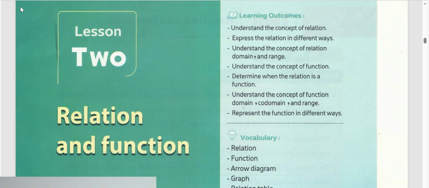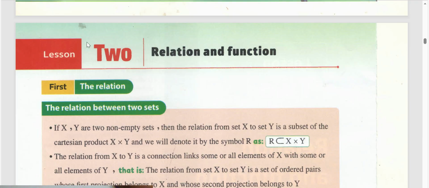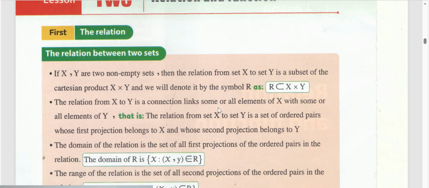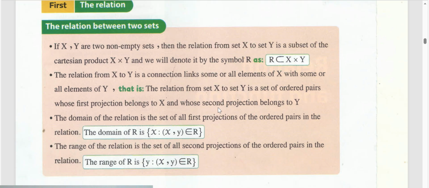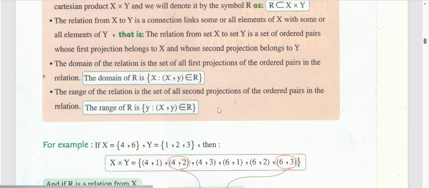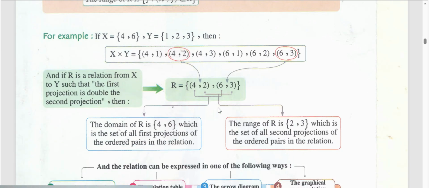Number 2 from the Al-Moasser book, relation and function. Listen to me about the first question. Before we start the introduction, we will first explain the relation between x and y. Give me an example, like the relation between x and y: x equals half of y, or x is twice y. We want to find the relation between two sets.